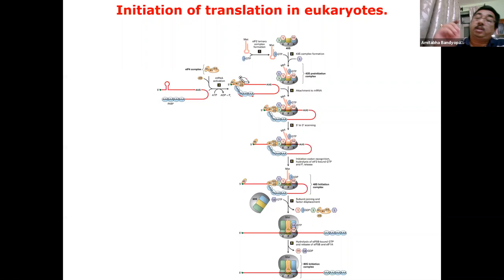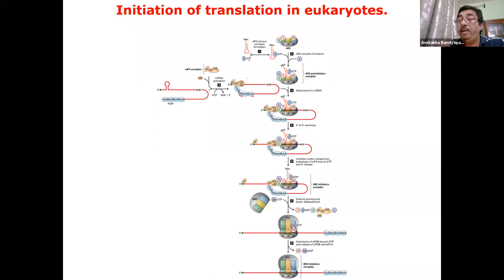In the meantime, separately, the ternary complex is formed: methionyl tRNA, GTP, and EIF2 bound to GTP form a ternary complex. This ternary complex interacts with the 40S, the smaller subunit of the ribosome, which already has bound EIF1, EIF3, EIF1A, several factors. Then what is formed is a 43S pre-initiation complex. The ribosome is 40S, but because all these proteins are bound to it, it gets a little heavier, so it's called the 43S initiation complex.